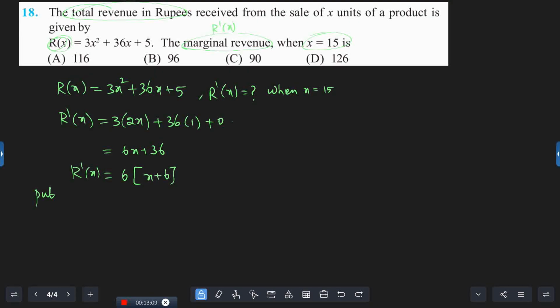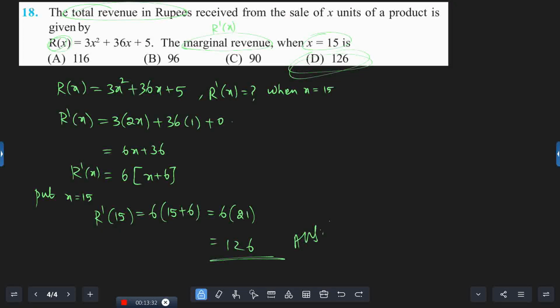When you substitute the x value 15, r dash of 15 is equal to 6 into 15 plus 6, which is equal to 6 into 21. 1 6 is 6, 2 6s are 12, so 126. 126 is my option. What is the D option? 126 is my final answer, D is my final answer.